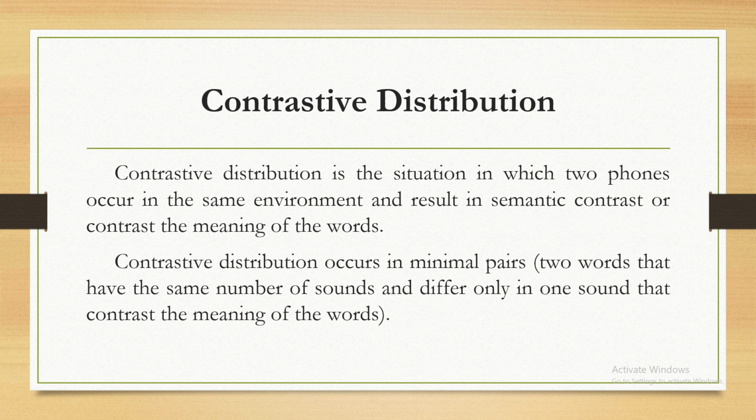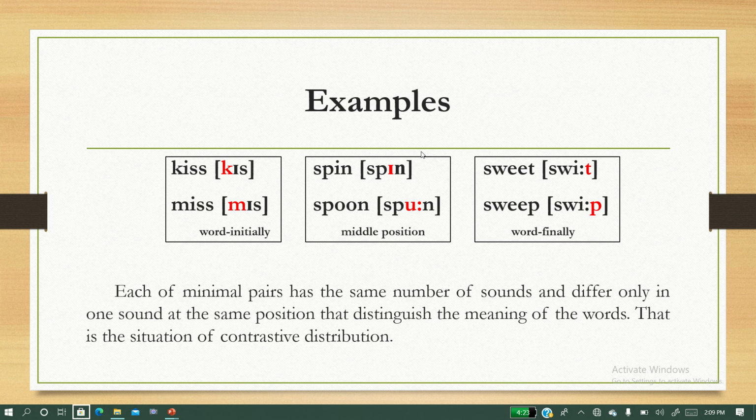Next, we're going to talk about contrastive distribution. Contrastive distribution is the situation in which two phones occur in the same environment and result in semantic contrast, or contrast the meaning of the words. Contrastive distribution occurs in minimal pairs, or two words that have the same number of sounds and differ in only one sound that contrasts the meaning of the words. For example, look at these minimal pairs. Each of the minimal pairs has the same number of sounds and differs in only one sound at the same position that distinguishes the meaning of the words.